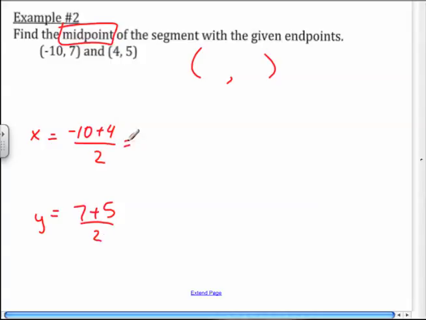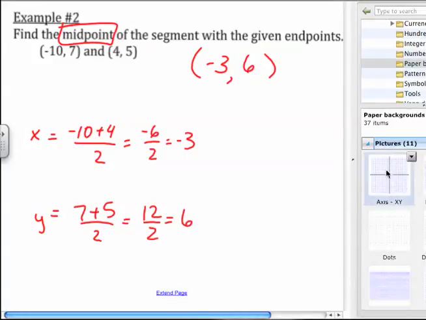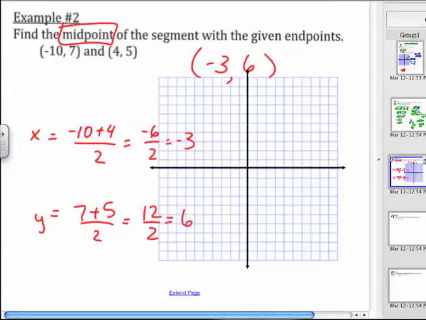So let's see, the x is going to be negative 6 over 2. That's negative 3. And the y is going to be 12 over 2, which is equal to 6. Okay. Now, since we have some time on this example, let's just take a look. Let's see if that is the midpoint.